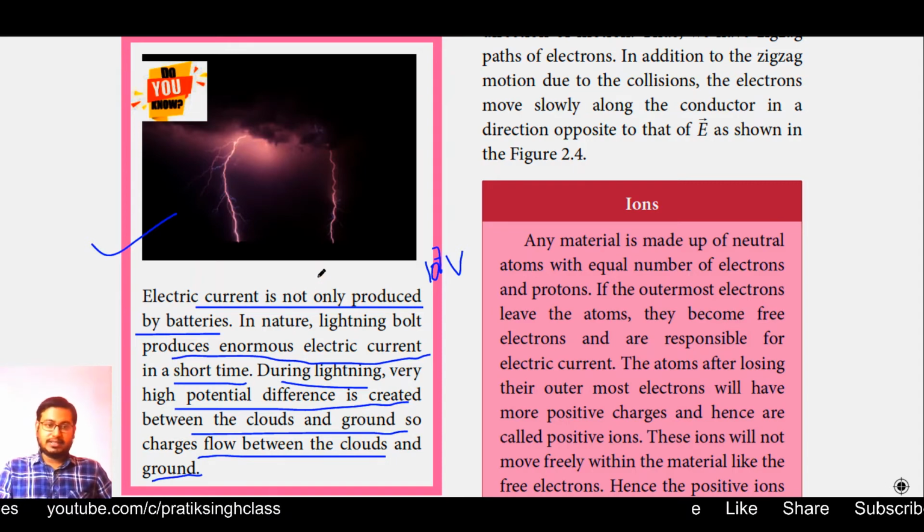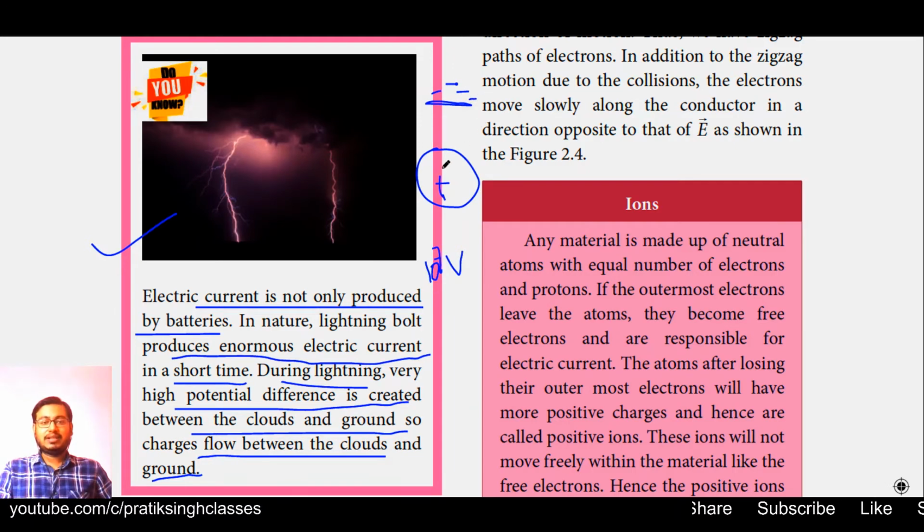What really happens here is that our earth is a huge ball of positive charge. It contains a huge amount of positive charge, and whenever clouds rub each other, it creates very high negative charge. And because of the very high negative charge, the air between the cloud and the earth ionizes.